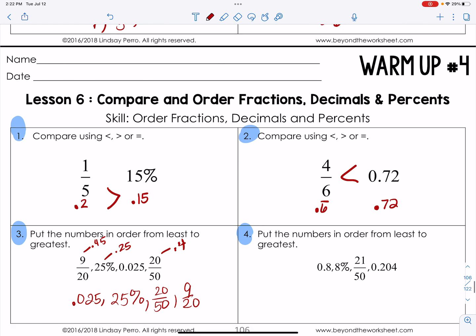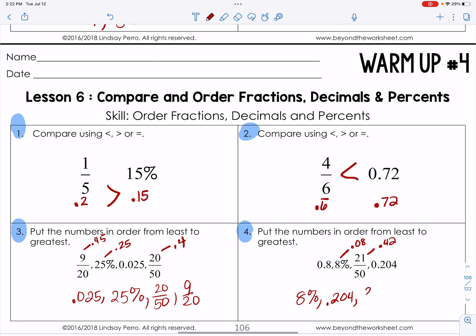I would write them all as decimals. So this is 0.08. 21/50 is 0.42. Okay. And so the smallest is 0.08. So that's 8%. And then it would be 0.204. And then it would be 21/50, 0.42, and then 0.8. Okay, so now you have some assignments that go along with these.